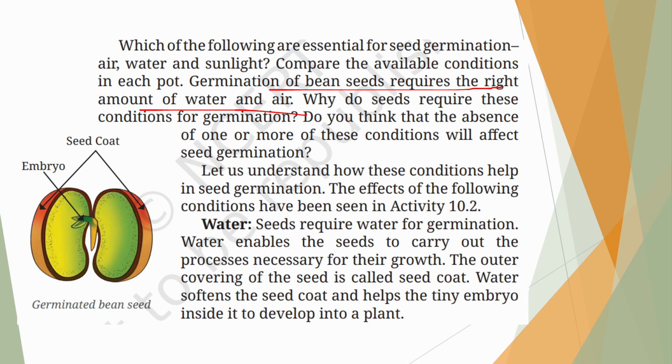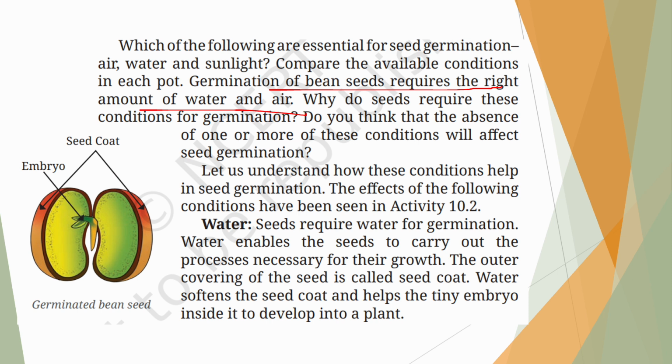Water is essential for seed germination. Why? Water is essential to activate the seed's enzymes and start the growth process. It also helps to break down the seed coat. Then what about air? Seed needs oxygen for respiration, which provides the energy for growth. So water and air are very essential for seed germination. Let us understand how these conditions help in seed germination.